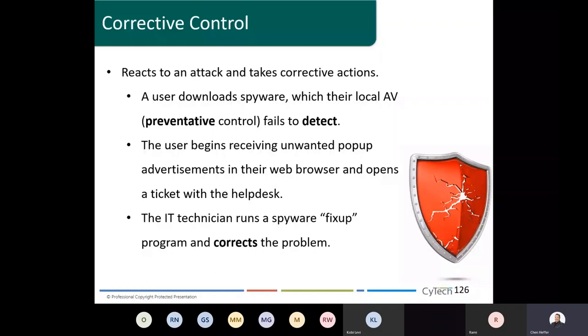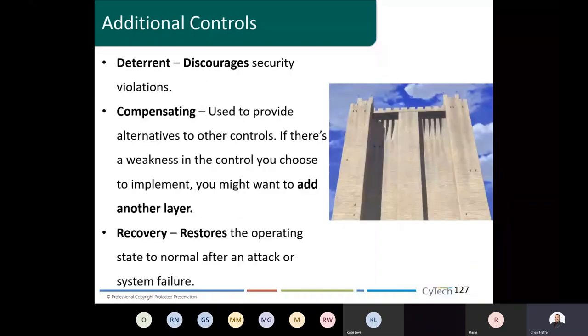And we said the businesses care about businesses, so businesses want to make money. And this is the idea behind the corrective control. Now, we can have many other controls, for example, deterrent control or discouraging control, and compensating control, which means that we cannot implement a certain control, so we implement another control or another set of controls to overcome this gap that we have from not being able to implement that specific control.